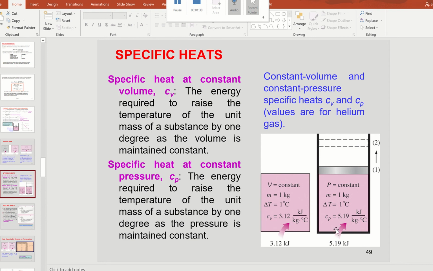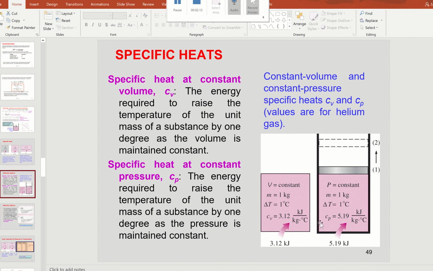So let's look at this cartoon here. This is a constant volume, obviously, and this is going to be a constant pressure. And think about the heat required to raise up this 1 kilogram of mass 1 degree Celsius. Which one requires more energy? Which one requires more heat? So obviously this one with a constant pressure will require more heat. This is 5.19 kilojoules versus 3.12. Why is that? Think about it.